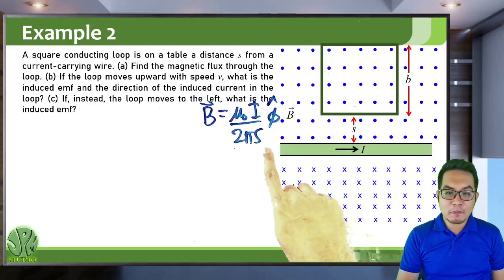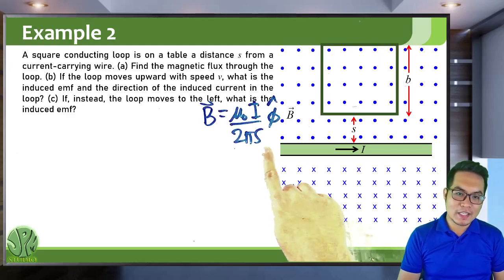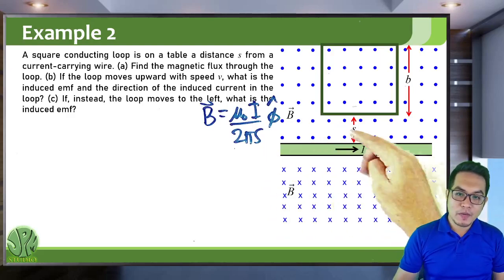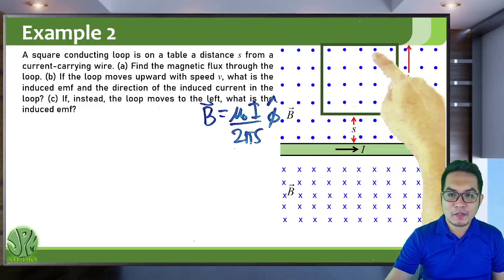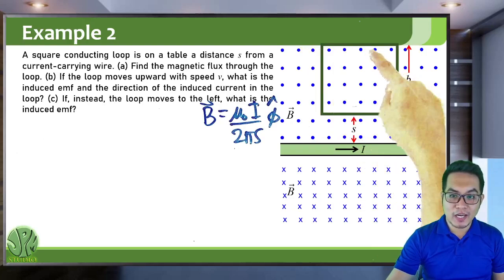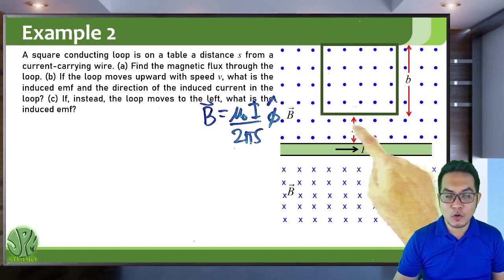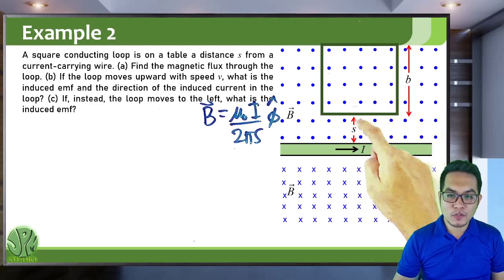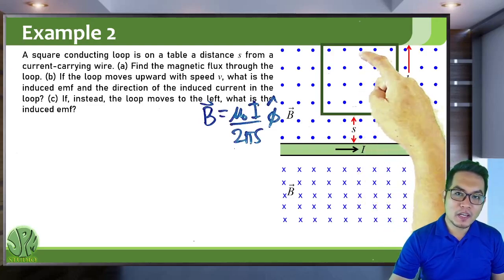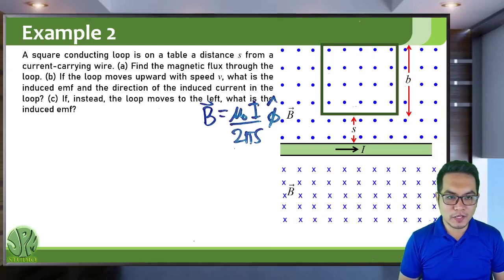So it's inversely proportional to s, the distance from the wire. Meaning the magnetic field at these points here is weaker as compared to the magnetic field closer to the wire. The magnetic field is stronger if you're closer to the wire, but if you're farther from the wire, the magnetic field is weaker. Okay.